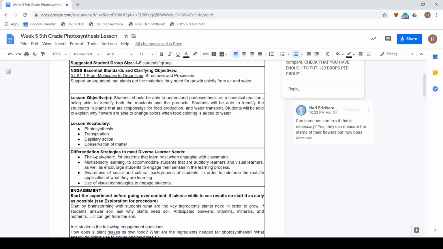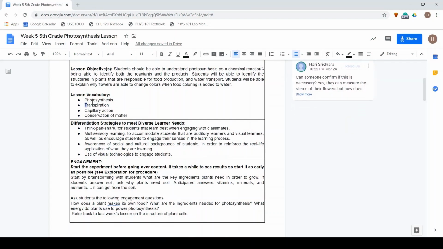But apart from the photosynthesis, there are these concepts of transpiration and capillary action, which are pretty complicated for a 5th grade science class. Those are the concepts more associated with the experiment we're doing, whereas photosynthesis is the concept more associated with the lesson that's supposed to be taking place.